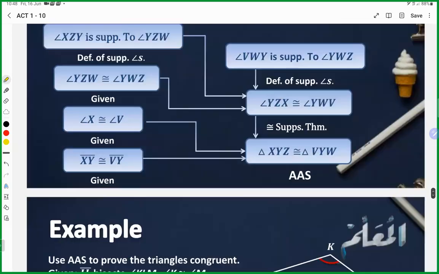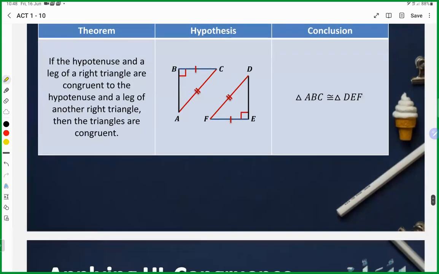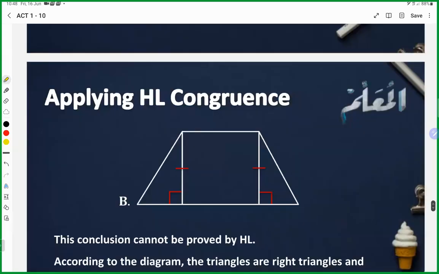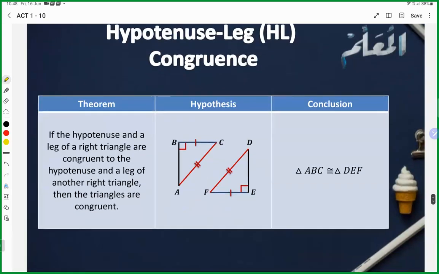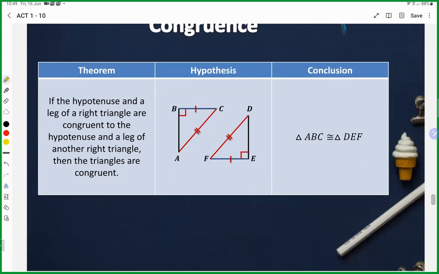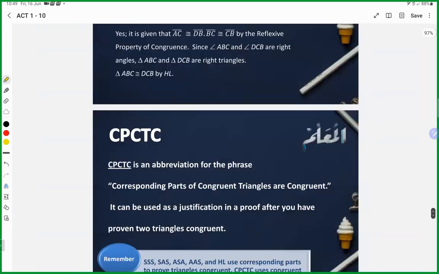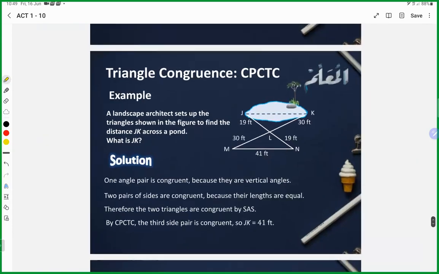Okay. And the 5th one is the hypotenuse leg. The hypotenuse leg only happens in the right triangle: a hypotenuse equal to a hypotenuse and a leg equal to a leg. So in this case, we can say that both triangles are congruent because of HL. Those 5 are the main postulates. But remember one thing last before I end this, okay?